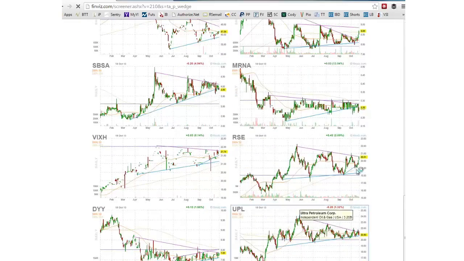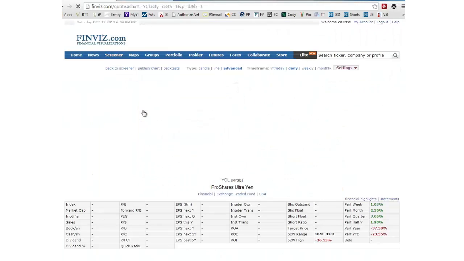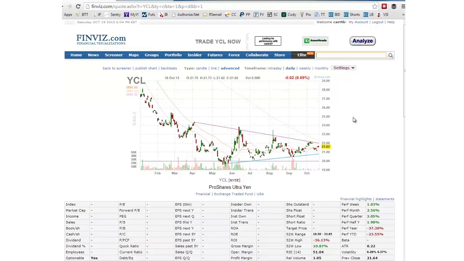I believe it's the chart of Japanese yen. So this is an exchange-traded fund for the yen, and the Japanese yen has been in a downtrend. I'm not sure why, but it has been. I know the Japanese economy is starting to bounce back, but regardless, the chart here clearly shows a downtrend and the price pulling up into a symmetrical triangle.